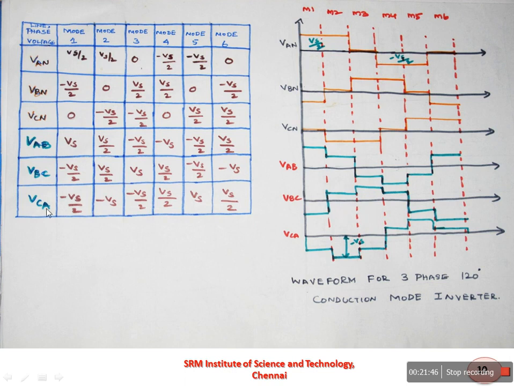Similarly, you can draw the line voltage of VCA. VCA starts with minus Vs by 2, then it goes to minus Vs, then it goes to minus Vs by 2, then it goes to plus Vs by 2, then it goes to plus Vs, then it goes to plus Vs by 2.